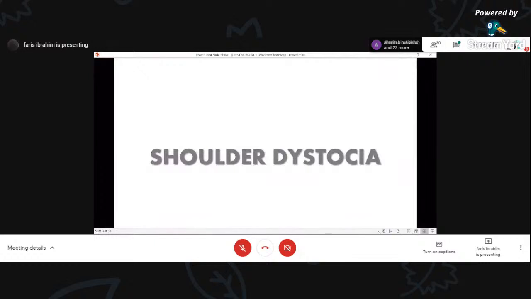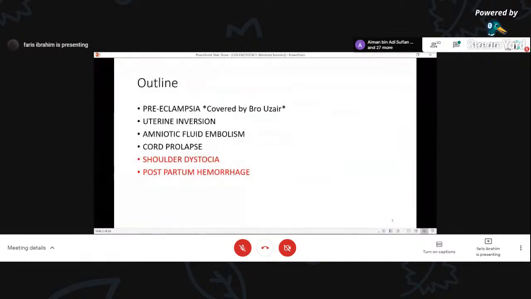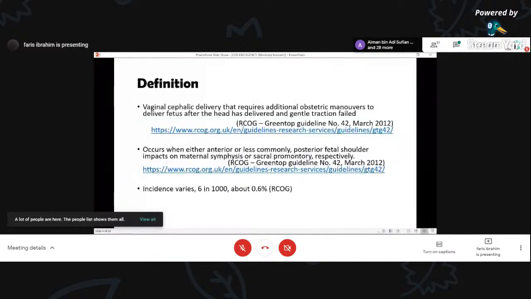Alright, so shoulder dystocia. Okay, ni yang I cakap tadi lah, outline tadi kalau you all tak nampak tadi. So shoulder dystocia is a vaginal cephalic delivery. So the prerequisite, it should be a vaginal cephalic delivery. So kalau cesarean section, tak boleh lah kita kata sebagai shoulder dystocia. Okay, so it requires additional obstetric maneuvers to deliver the fetus after the head has been delivered and after gentle traction phase. So in this definition, there are few key points. Number one, it should be a vaginal cephalic delivery.